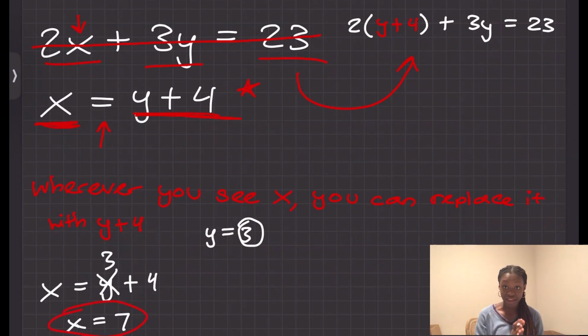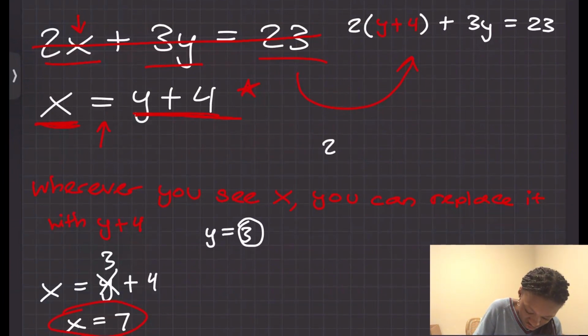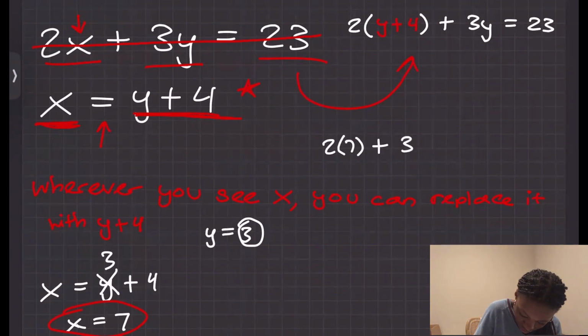Now, we want to check our work. So I'm going to plug it into the first equation now. You want to use a separate equation from the one that you just used, because that way you don't have any error. That way you can really see if you're right. So 2 times x would be 2 times 7 plus 3 times y, which would be 3 times 3. And altogether, that should equal 23.